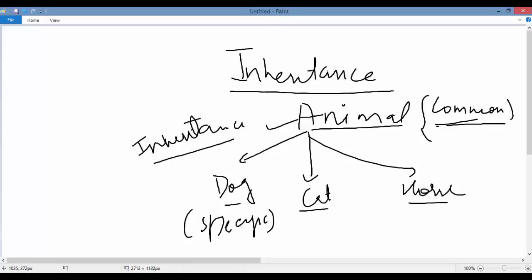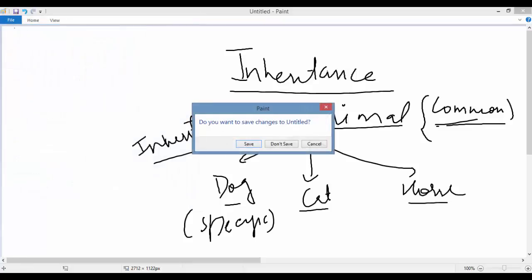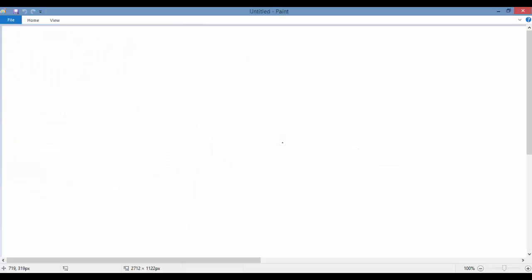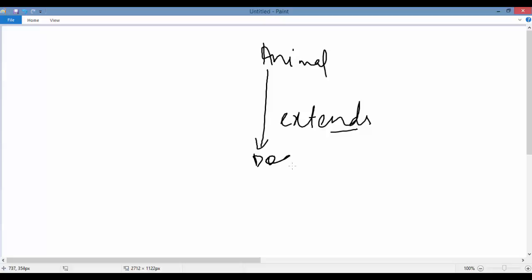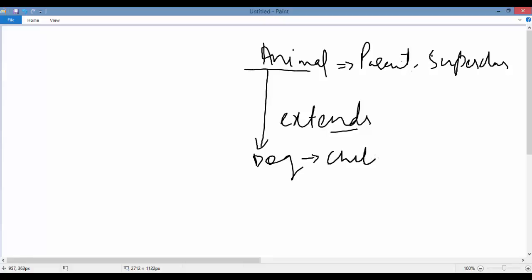Now, in inheritance, there are two things. One is the parent class, and the other one is called the child class. And the keyword that we use is called extends. So for example, we have an animal class here, and let's say we have another class called dog, which extends the animal class. In this case, the animal class is called a parent class. You can also call it a superclass. Similarly, the dog class is called a child class, or it's also called a subclass. This is what inheritance will be. So we are going to use the extends keyword.